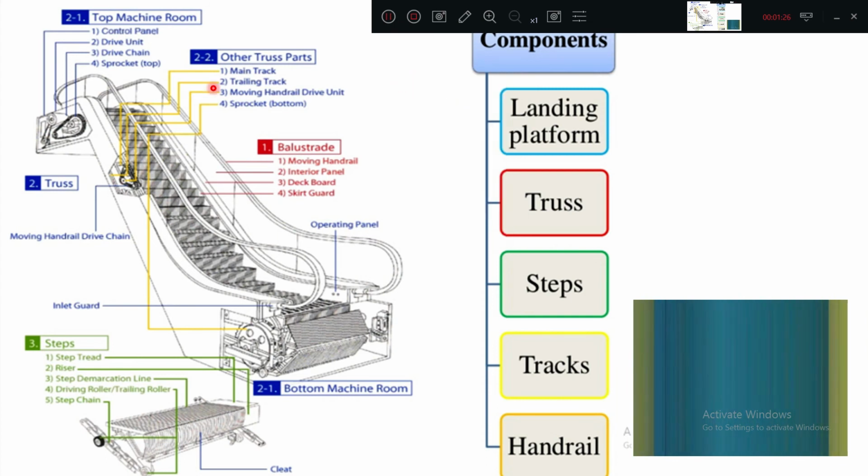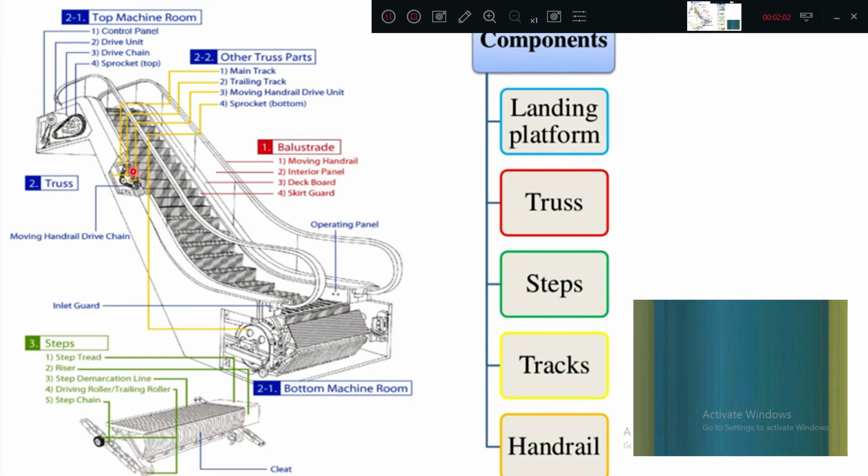Can you see this cross section of the different elements? The components are: the landing platform, this and this are the landing platforms. The truss, this portion that encases the total is called the truss. The steps, these small horizontal things are steps. Tracks are where the continuous movement of the steps takes place. Handrail is where the person will keep their hand. Can you see this is called a sprocket, and this is called the motor. Motor, sprocket, motor driven.